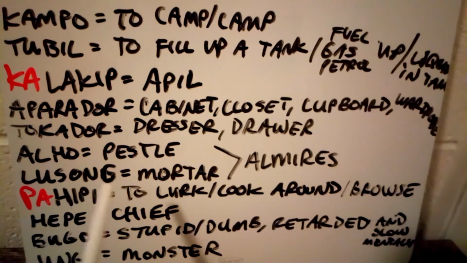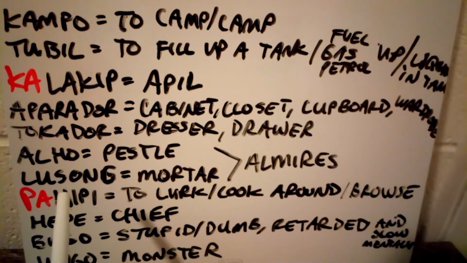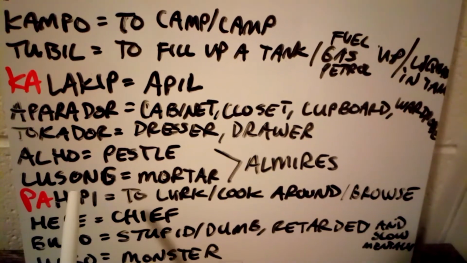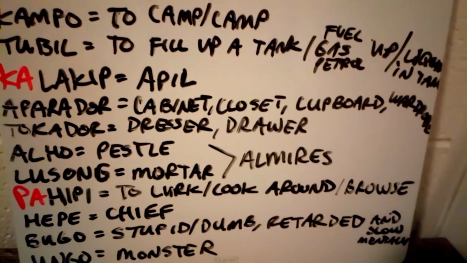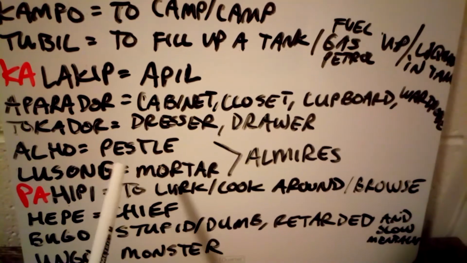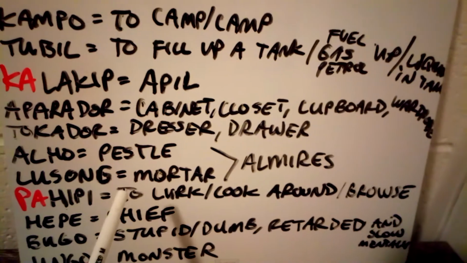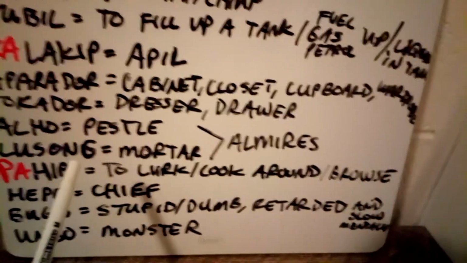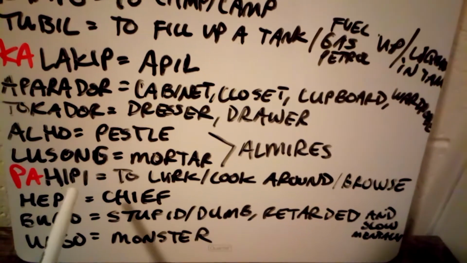And actually lusong is a Proto-Indo-European word, because lusong is also found in Chamorro. The Chamorro language of Guam and the Northern Marianas Islands, lusong is also found there. So I think it's a Proto-Austronesian word.